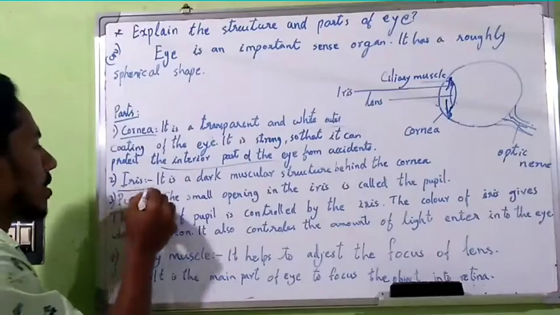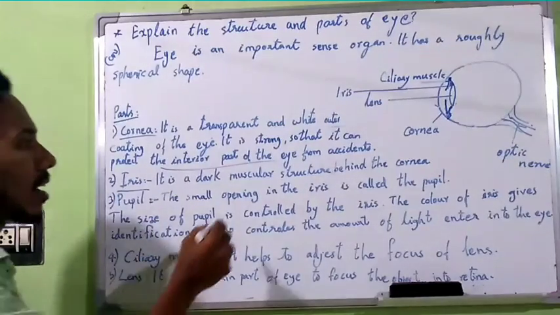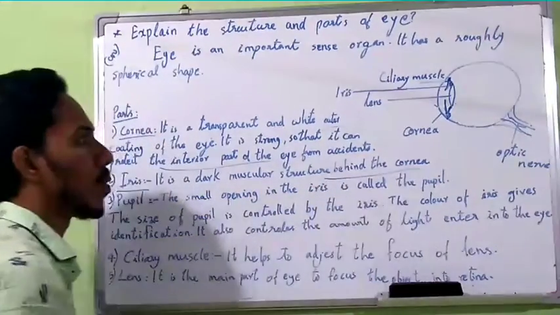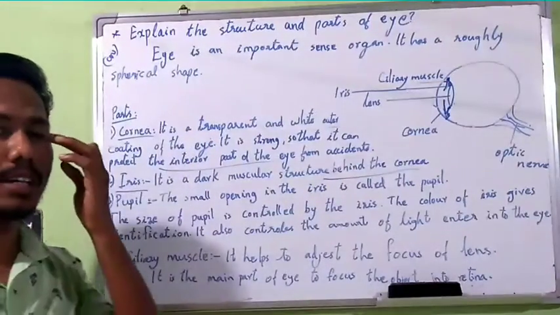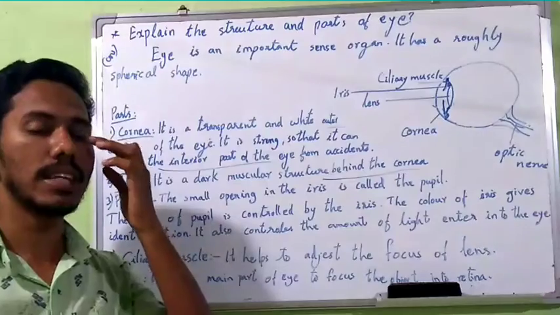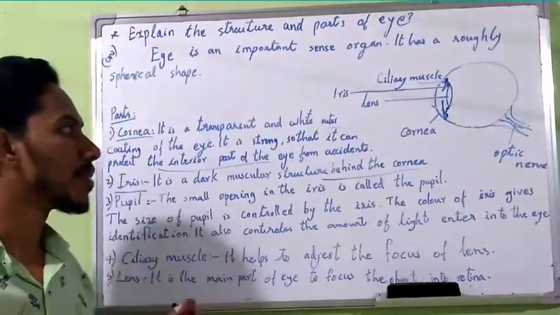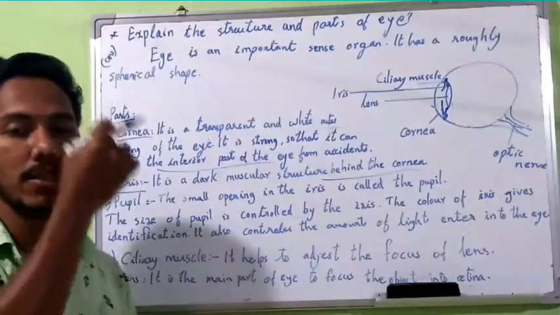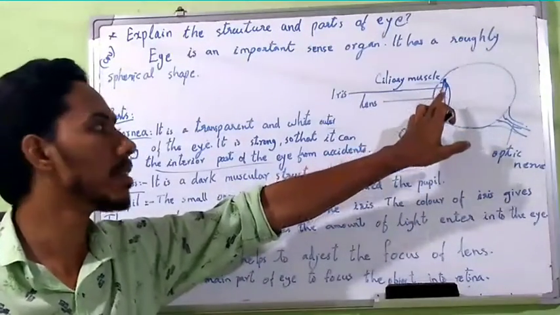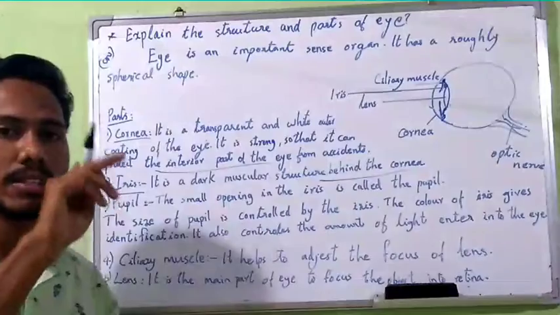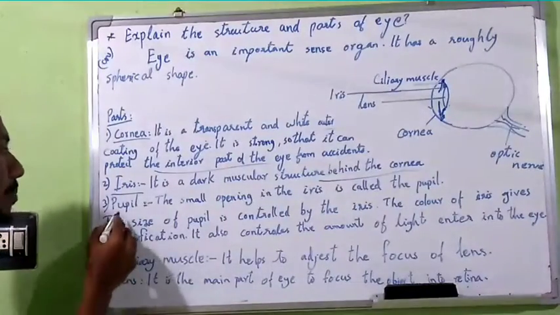Then the second part is iris. It is a dark muscular structure behind the cornea. Iris is the dark structure of our eye behind the cornea. It's a ring-like structure. You can see it in your eye. It's a ring, but in two dimensions we can only draw it like this.